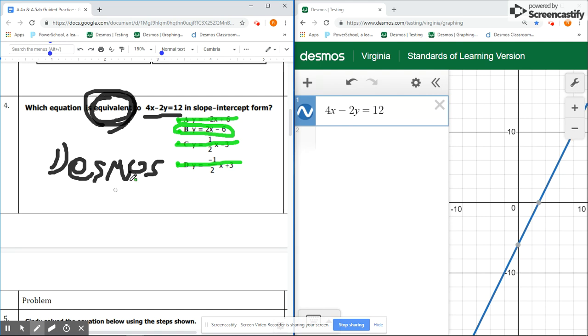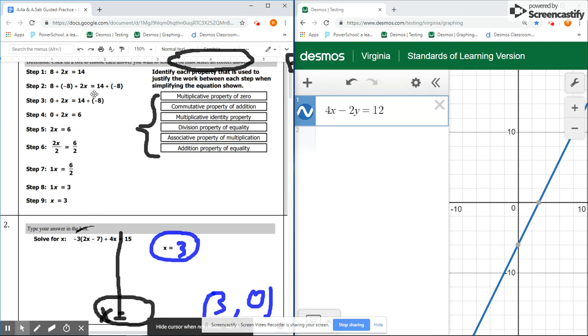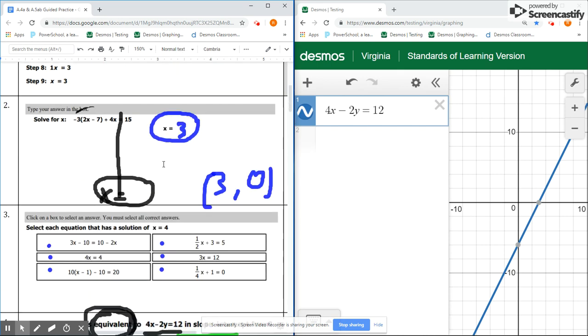Okay, so we've done 2 and 4. Go ahead and go back up and try number 1. Remember to explain on the right, and try number 3.